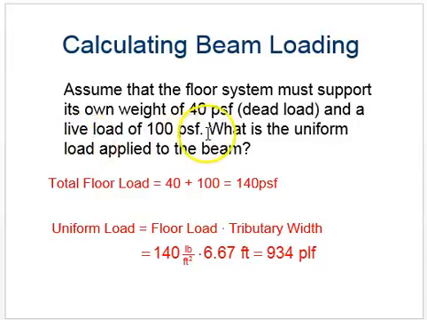And we're going to have a live load also of 100. So the total loading, we just add the dead plus the live to get 140. Then the uniform load is the floor load, 140 from right there, times the tributary width. Notice that's the width, again, converted to feet. So we get a uniform load of 934 pounds per linear foot.